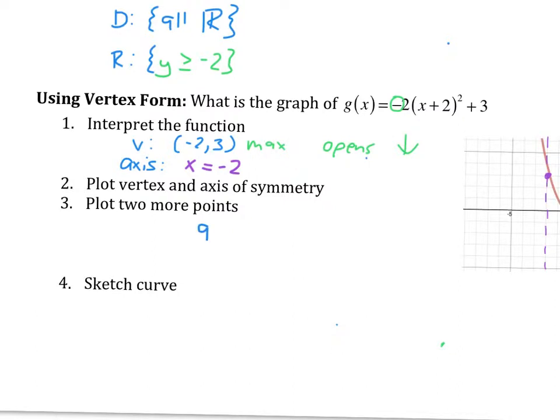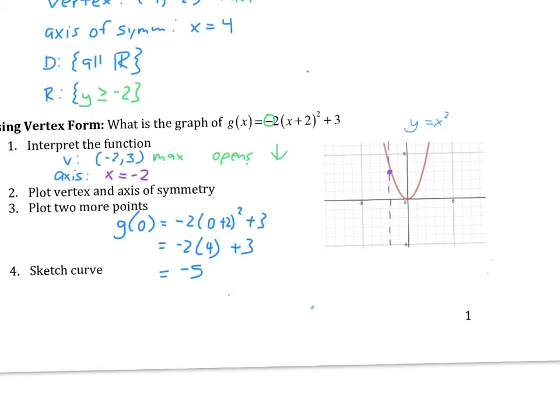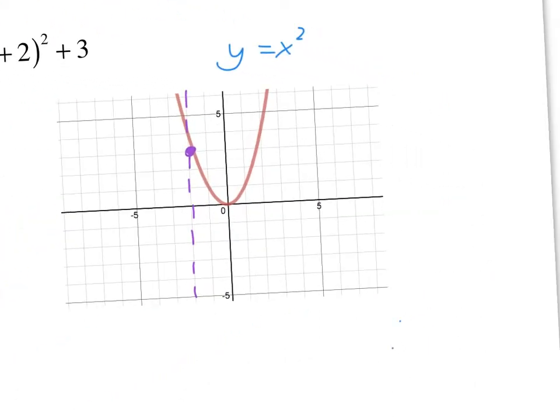So g of 0, when I substitute in 0, this is what I get. -2 times (0 plus 2) all squared, plus 3. So -2, I went ahead and skipped a step. 0 plus 2 is 2, and I squared that to get 4, plus 3. And this ends up giving me -8 plus 3 is -5. All right, so that works out pretty well. In other words, when I go to 0, it's at -5.